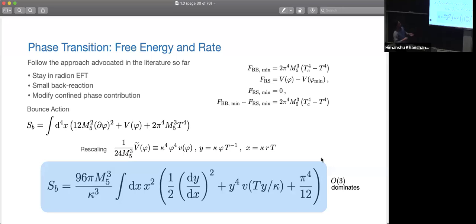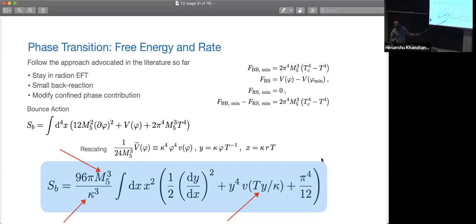So you can calculate the phase transition for this, and in the first part, stay in the way everybody has done this calculation. Stay in the radion effective field theory, small back reaction. In the end, you have to solve for a bounce action, which is minimizing this action, right? So this is the radion phi, there's a potential, and this is subtracting the contribution from the false vacuum. After some rescalings that are useful to show the parametric dependence, you have to minimize this action. The thing I want to point out here is that this is how this n square dependence comes out. Planck scale is related to n, so this is how the n square dependence comes out.